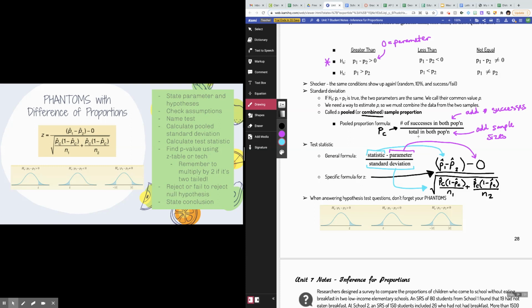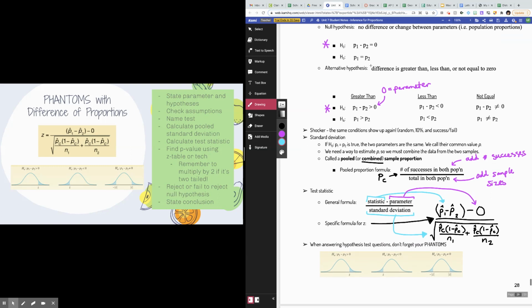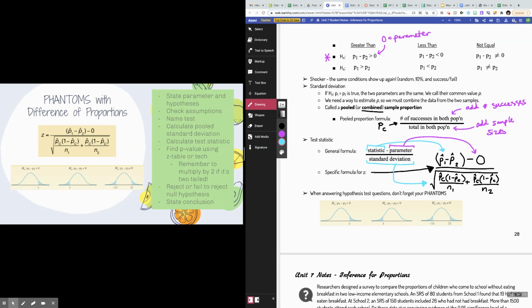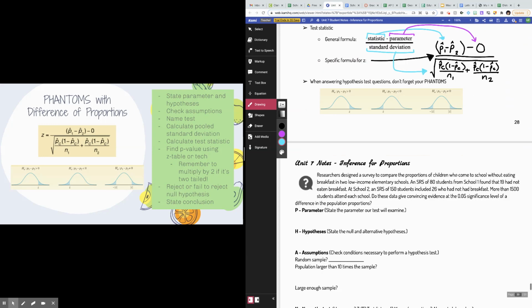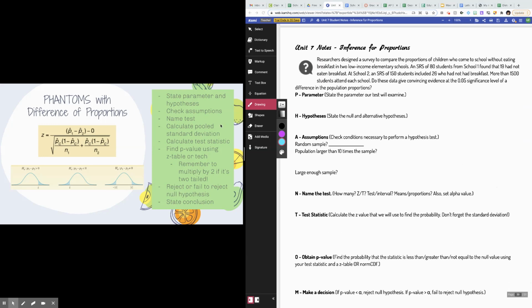So that's your O step: obtain the p-value, make a decision to reject or fail to reject the null, and then state our conclusion in context. Everything else is the same. The only differences are your hypotheses, because they're going to have two proportions in them, and having to calculate this pooled proportion for your standard deviation. All right, so let's go ahead and try one.